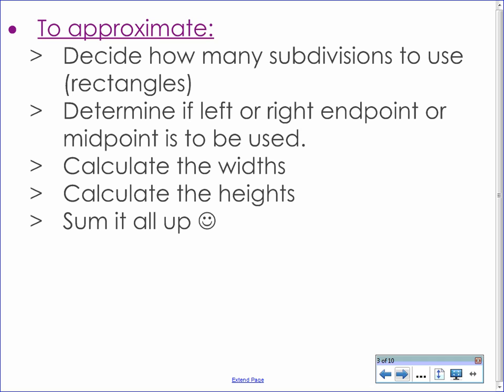Now, even if you disliked geometry, calculating the area of rectangles isn't bad, right? How do you do that again? Why not?